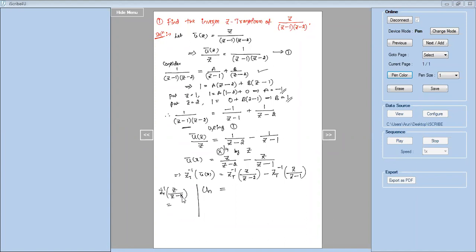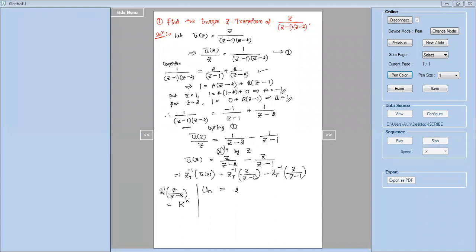Students, Z transform of k power n is what? So k power n, z transformation is z by z minus k. Now the reverse. Inverse of z by z minus k is k power n. So this is the formula I can use here. So this looks like z by z minus k. The answer is k power n, and in place of k, what we have here? 2. So the answer for this one is what?